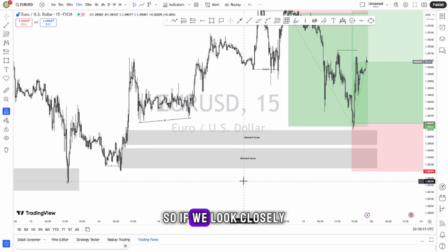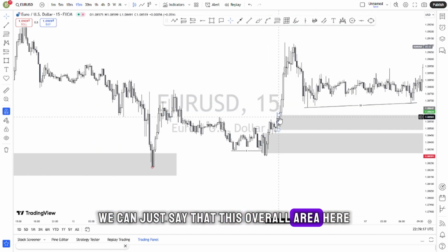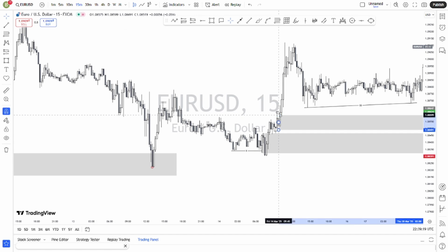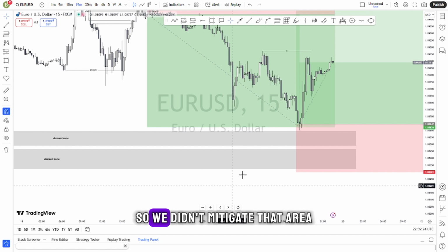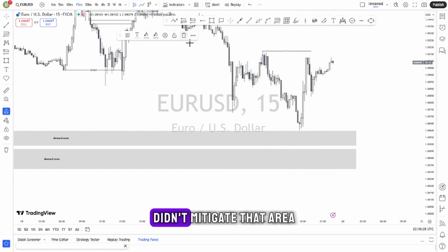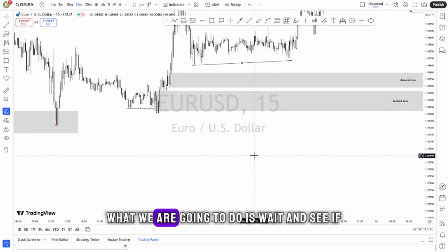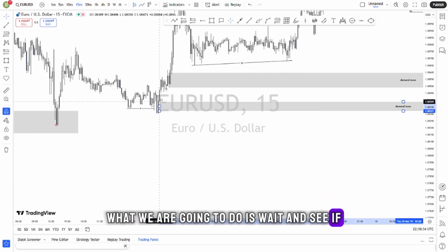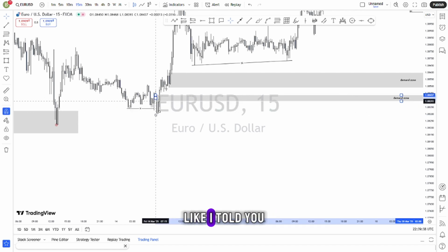So if we look closely, we can just say that this overall area here is not clean. So let's see if we mitigate it. So we didn't mitigate that area. If you just remove this point here, we didn't mitigate that area. And if we didn't mitigate the area, what we are going to do is wait and see if we can come to this point here, just because the market is always moving, like I told you.